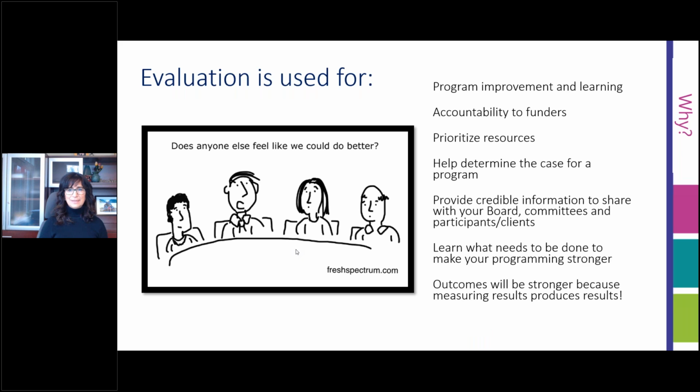And so really, we want to do it again for improvement. Sometimes it's accountability to funders, but really here, we want to focus beyond outputs to process or outcomes. It helps us prioritize where we spend our resources, helps us sometimes to determine a case for change or a case for a program. It helps us to provide credible information to the board, in our annual reports, and to committees about the program. Helps us learn so that we can make the program stronger, and hopefully we can also measure the difference that the program is making in the lives of the people that are part of the program.